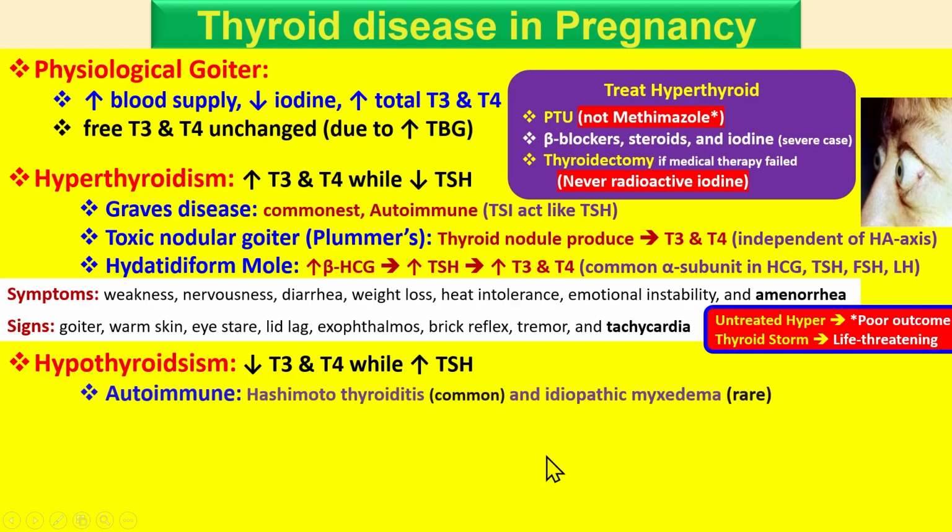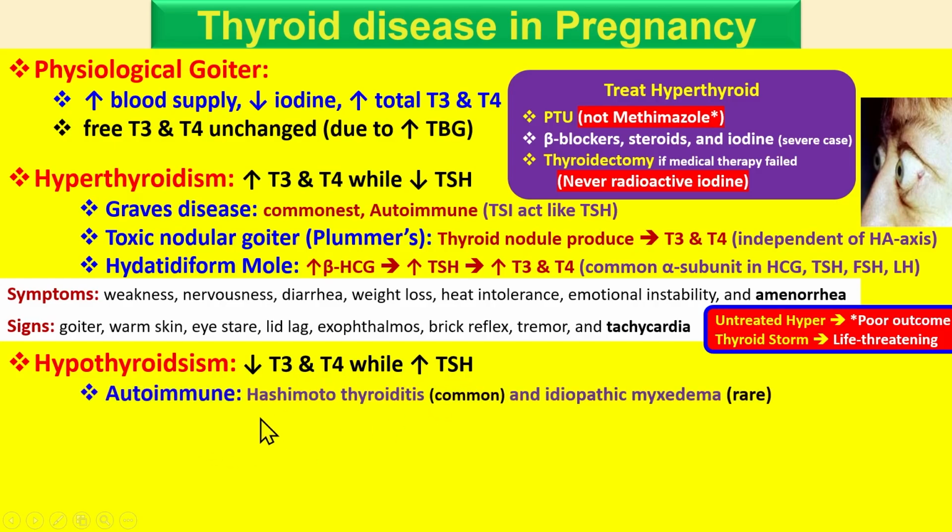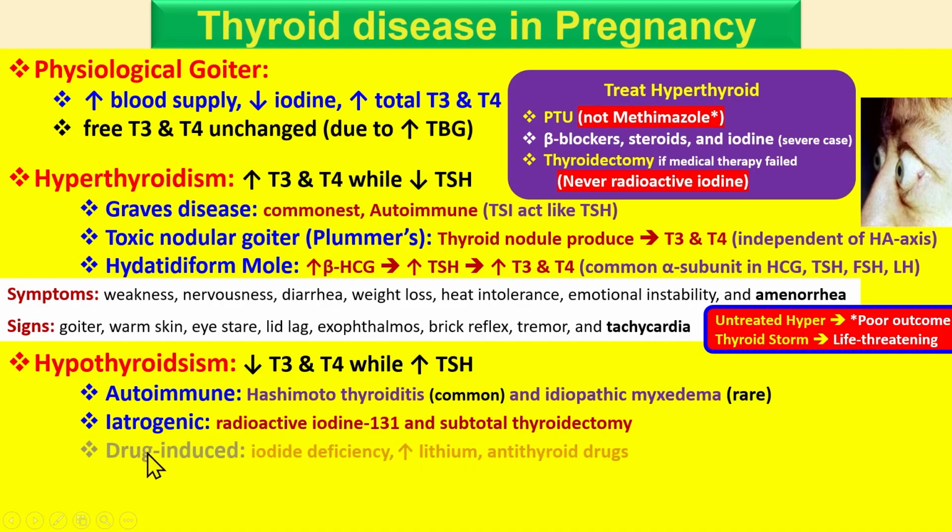Hypothyroidism means T3, T4 low and TSH high. Most commonly it is Hashimoto thyroiditis, which is autoimmune, and there is a rare myxedema, but the most common is Hashimoto thyroiditis. And there is iatrogenic, due to radioactive iodine 131: if someone has used radioactive iodine or had a subtotal thyroidectomy, this can cause hypothyroidism. And drug induced: iodine deficiency, lithium, or antithyroid drugs can cause hypothyroidism.